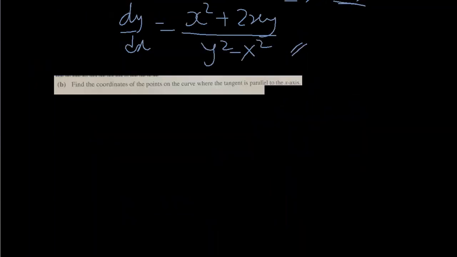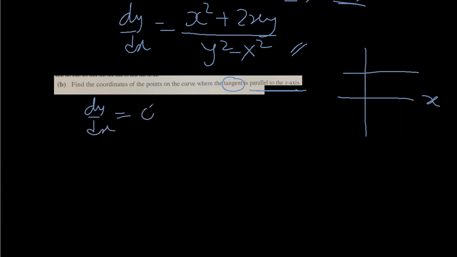And here is the B part. Find the coordinates of the points on the curve where the tangent is parallel to the x-axis. Parallel to the x-axis, by that they mean that it's a stationary point. This is the x-axis. Anything parallel to the x-axis is a horizontal line. And if the tangent is a horizontal line at any point, it's a stationary point. In other words, they're asking us to equate dy over dx equal to 0.